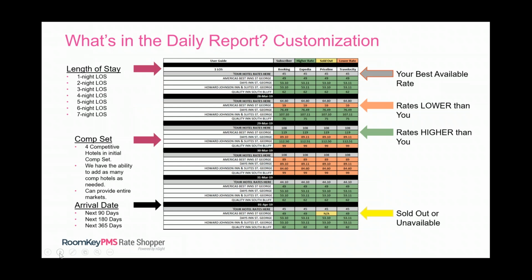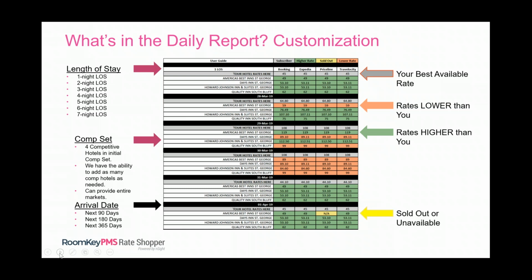We know that not every hotel is the same. Managers, GMs all have different preferences. So we offer what we call a premium upgrade, and we offer all of these customizations below in your reporting. The report will look the exact same, but you'll be able to pick and choose what type of information is important to you in terms of rate. You can add 1 through 7 night length of stay. You can add multiple comp sets. You can add as many hotels as you need within this report.